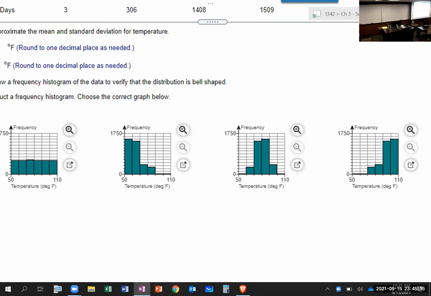The third one that looks normal, right? Because I've got values over here on the vertical scale from 0 to 1750. I know from my information up there, I have a 3, a 306, 1408, 1509, and then another number, right? It's coming back down, isn't it? So that would be the best representation.